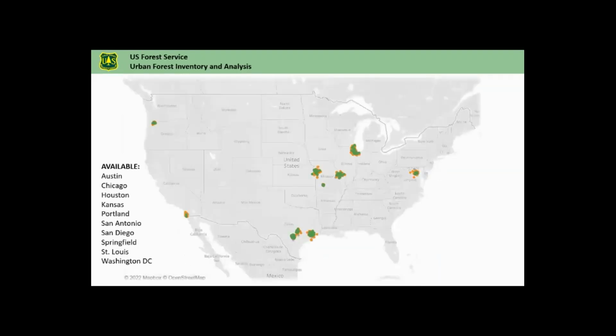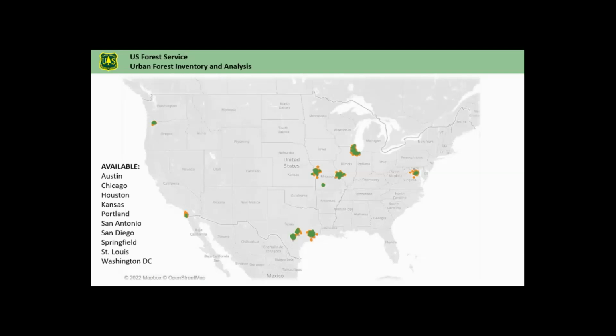So currently, these 10 cities have a complete set of data collected from within the city limits. And there's also additional data from adjacent urban areas to those cities available as well. And all these data are published and available to the public.